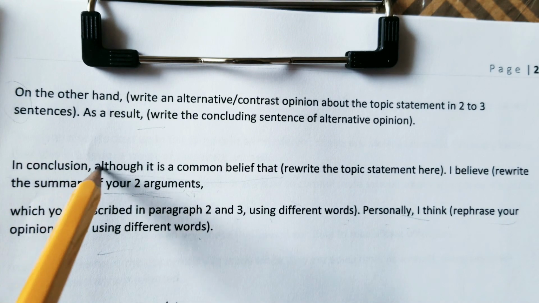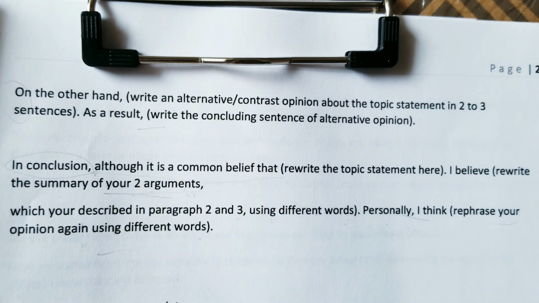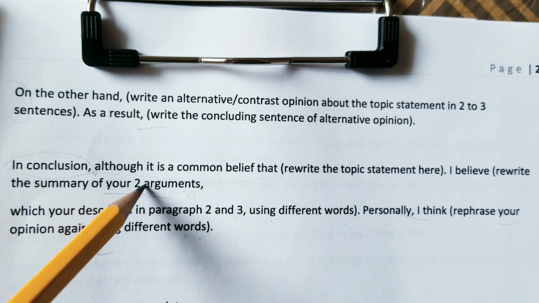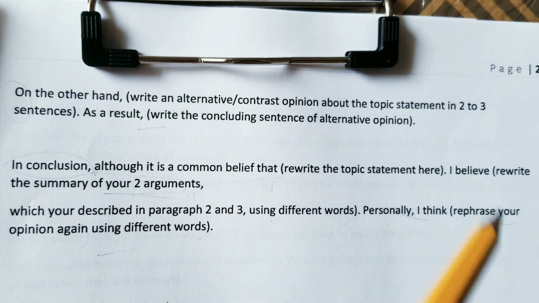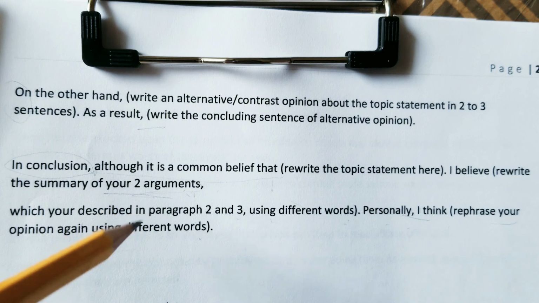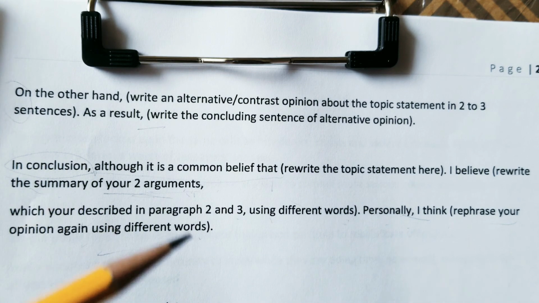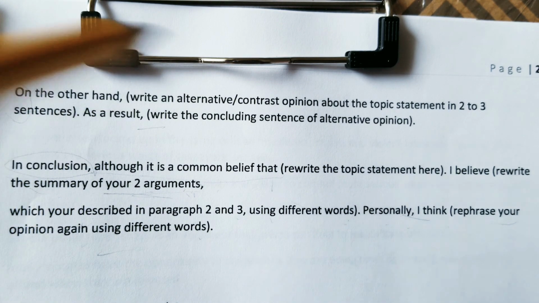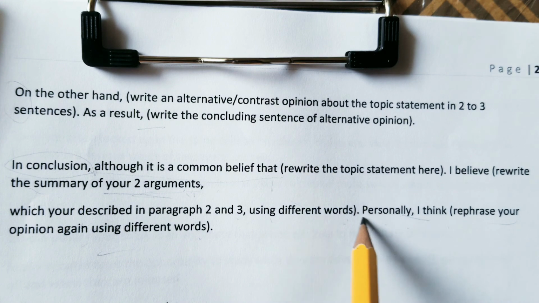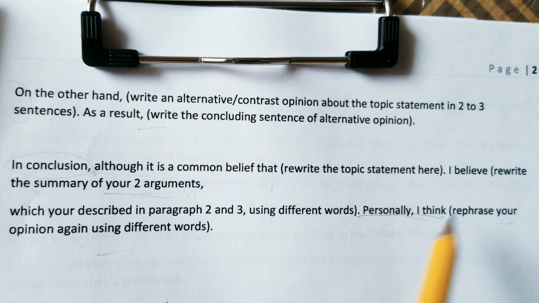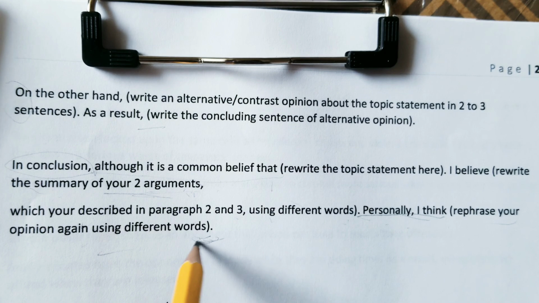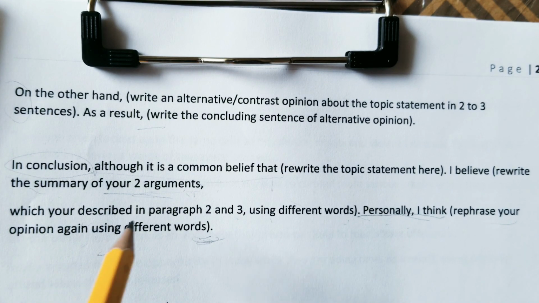So in the conclusion, what you need to think about is how you can write it simply. In conclusion, although it is a common belief that, then you will summarize both of your arguments which you mentioned in paragraph 2 and paragraph 3, and you also talk about the contrast opinion here, and then you will give your opinion. Personally, I believe that prison is the best option to stop crime in society.